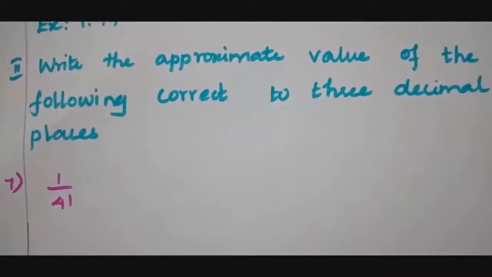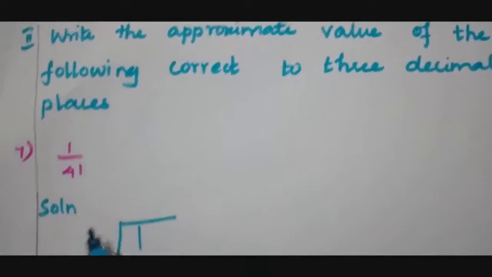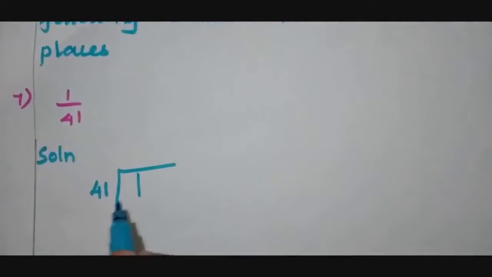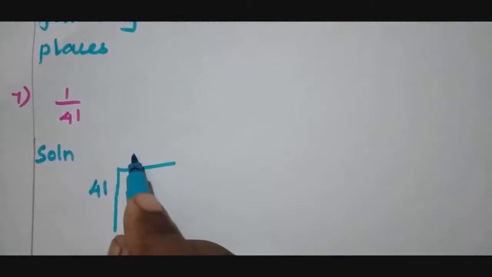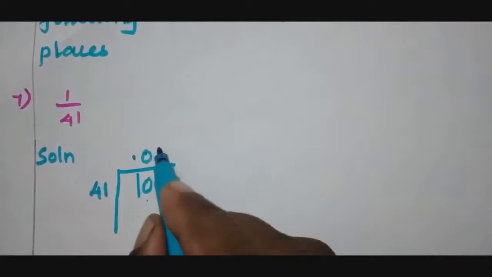Seventh one, 1 divided by 41. 1 is not divisible by 41, so you can keep one decimal point here and you can add 1 0. Again, 10 is also not divisible by 41, so you add 1 0. Now 2 into 41 is 82. So what's the value of 100 minus 82? Yes, very good, 18. You get one decimal point here, so each step you can add 1 0.